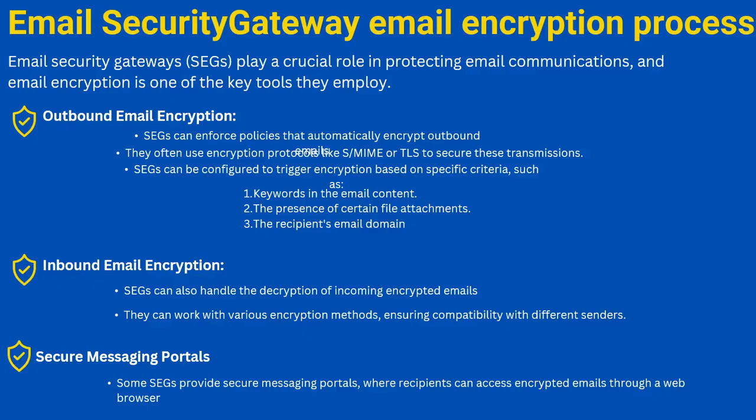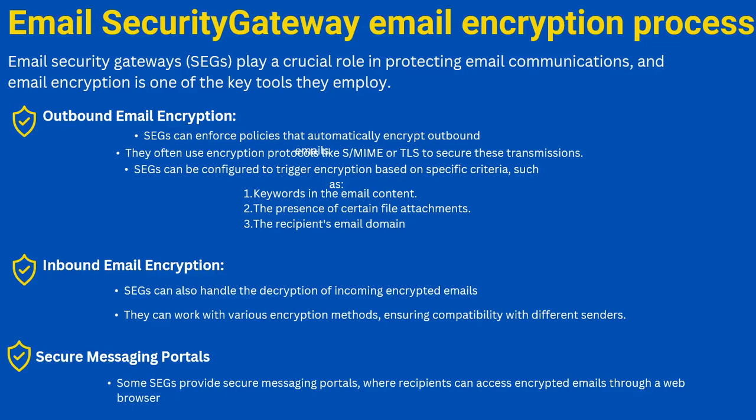SEGs can be configured to trigger encryption based on specific criteria. This is important because not every email needs to be encrypted. The SEGs, that means secure email gateways, can be set to encrypt email based on keywords in the email content, for example if the email contains terms like password or financial statement, the presence of certain file attachments like confidential documents or spreadsheets, or the recipient email domain. That means if you are sending to a partner or client that requires encrypted communication.